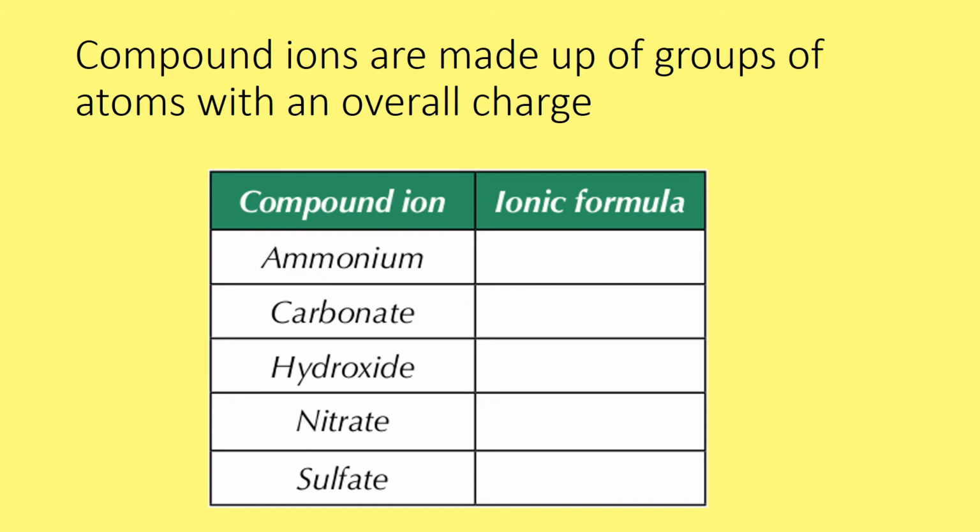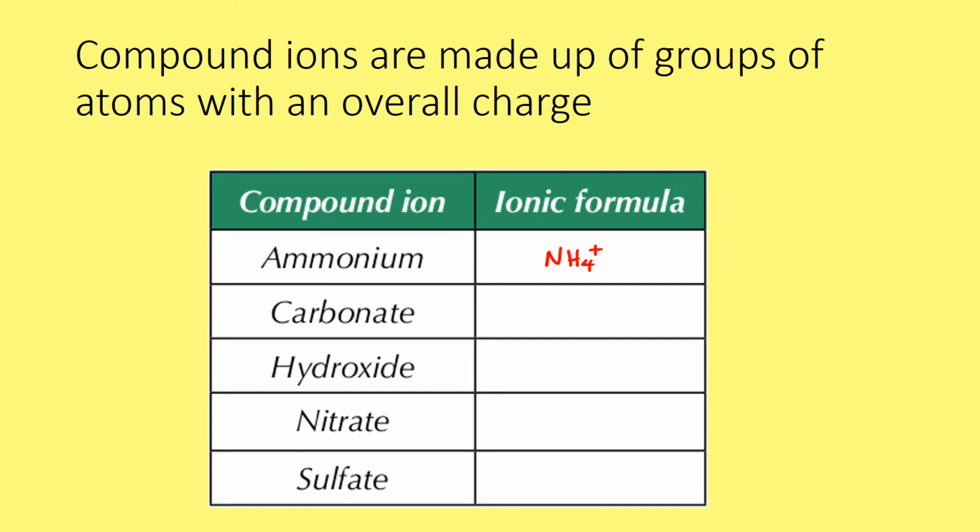So here's our list. We've got ammonium, carbonate, hydroxide, nitrate and sulfate. And the formulas of these you do well to remember, so I'm going to write them down, and then you can memorize them in your own time. So ammonium is NH4+, and the ammonium ion comes from an ammonia molecule that's gained a proton, usually from an acid. And if I just draw it for you, you'll see.